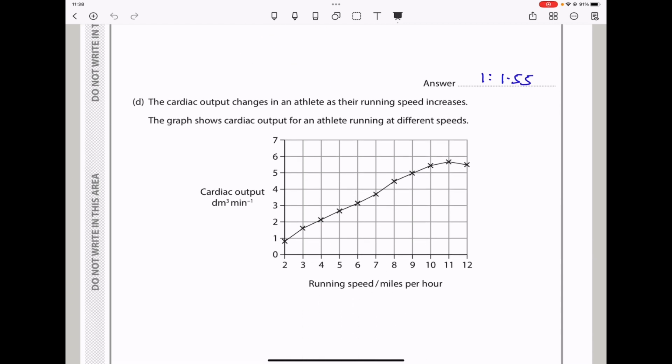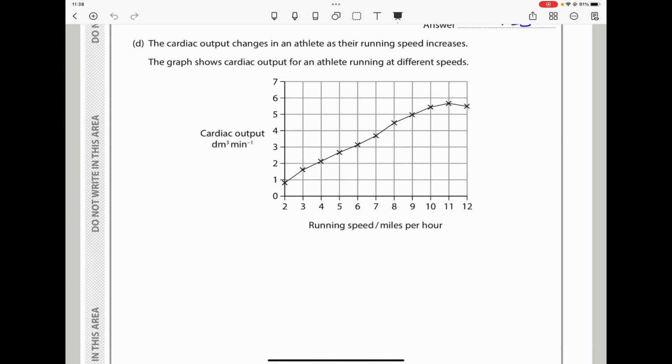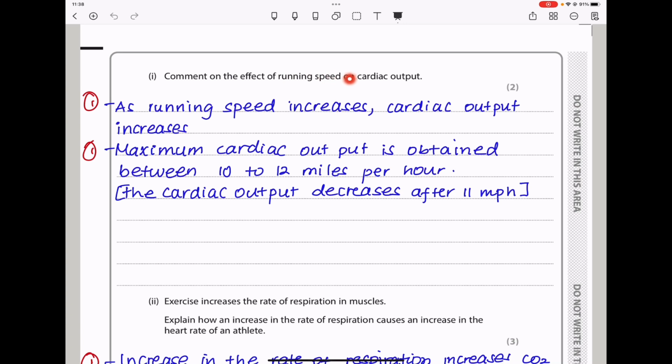In part D, the cardiac output changes in an athlete as their running speed increases. The graph shows cardiac output for an athlete running at different speeds. On the vertical axis, we have cardiac output in decimeters cubed per minute. On the horizontal axis, we have running speed in miles per hour. Overall, we see as running speed increases, the cardiac output increases.